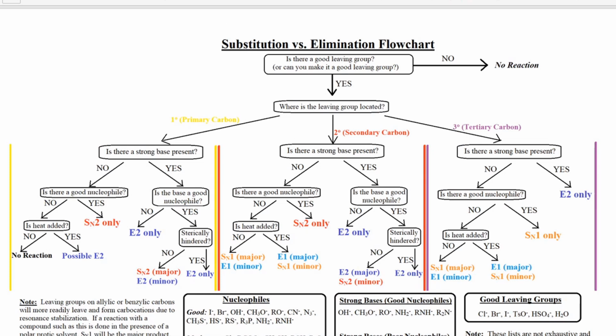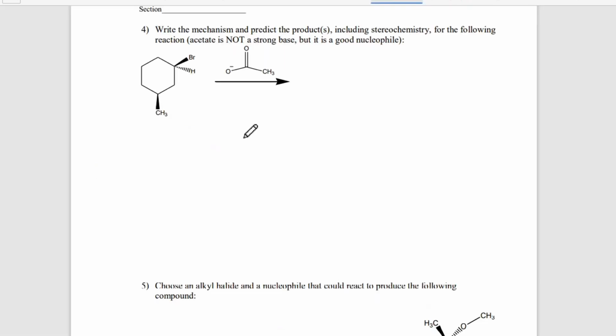So going by this practice problem we have here, it says write the mechanism, predict the products. So what type of leaving group do we have here? Is it primary, secondary, or tertiary?